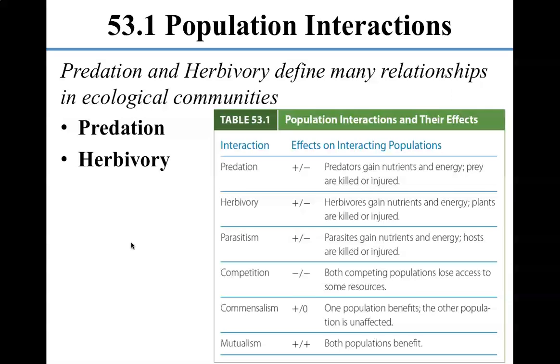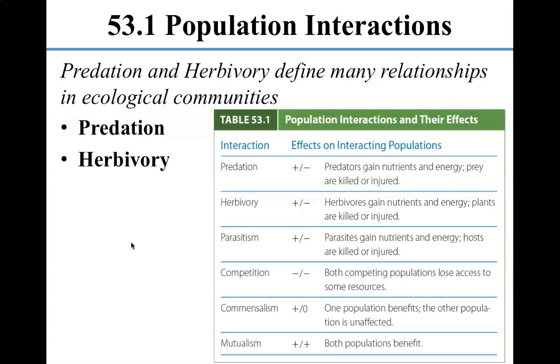Okay, so how do predators and herbivores interact? And what are some of the other interactions that animals can have? So look at the table. Look at predation. In predation, predators benefit from eating other animals, but their prey does not benefit. They get killed or injured. Herbivores benefit because they're eating plants, but the plants that they're eating get injured or killed. These are both negative interactions, positive for one, negative for the other.